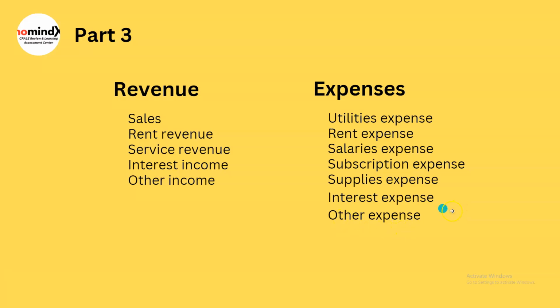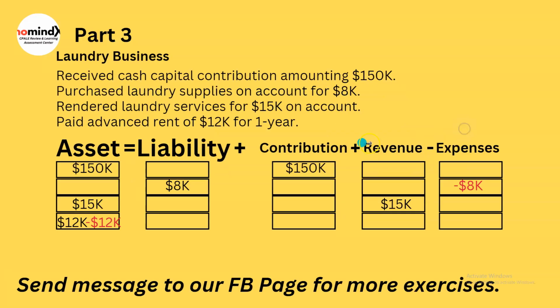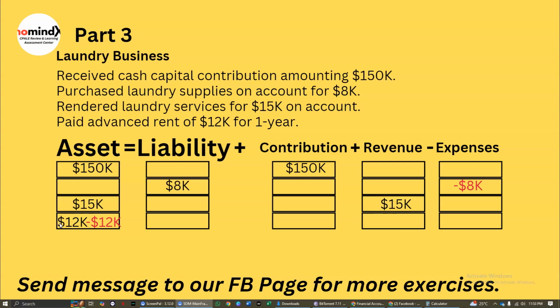Okay, so in the next section we are going to have a few examples of transactions to give you an idea. There are some that we really need to understand more, that could enhance your understanding about this equation of the double entry system. So first, this is very common. We receive cash capital contribution amounting to 150,000. So we plot that in here, asset and contribution.